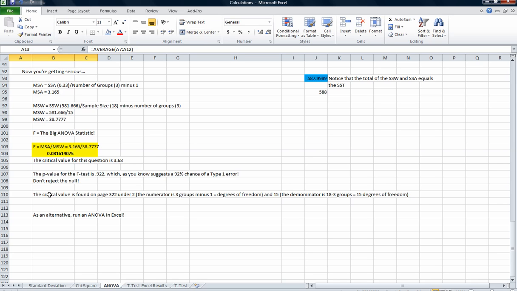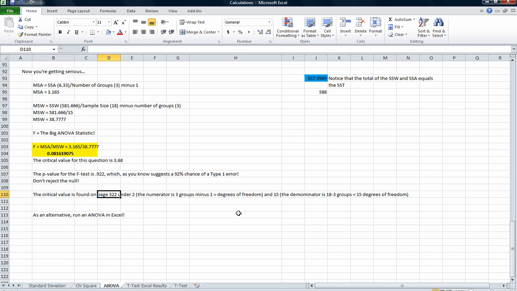Now, the critical value, which is again another way to, you have two alternatives in any statistic in terms of how you evaluate whether to reject the null. You can either use your p-value, which frankly is plenty, and most papers never publish anything but the p-value. But from a statistical standpoint, the other alternative is to look at the critical value. And the critical value here is found under page 322.